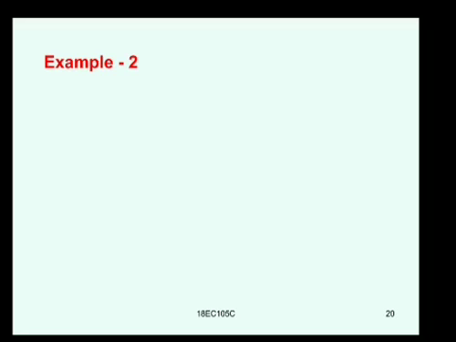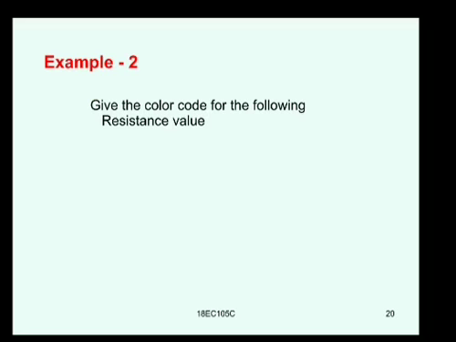Now let us have another example in the same way. For the value of resistance, let us calculate the color code. The value of resistance given is 4.7 kilo ohms.